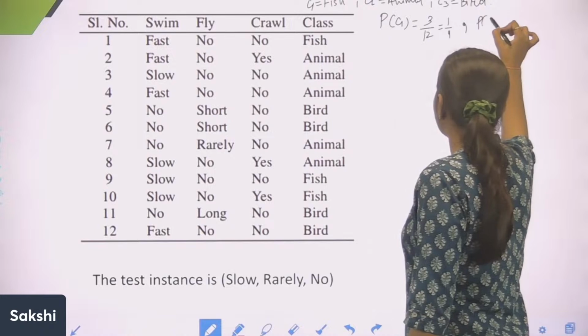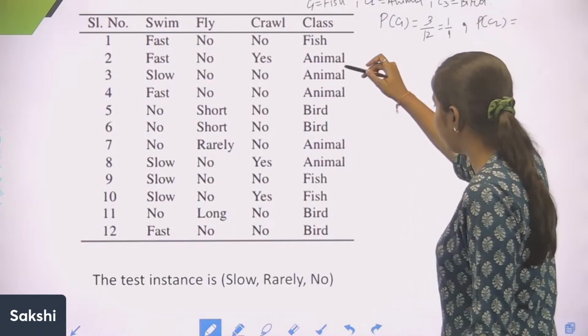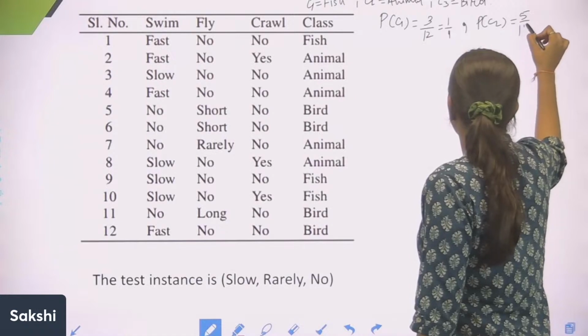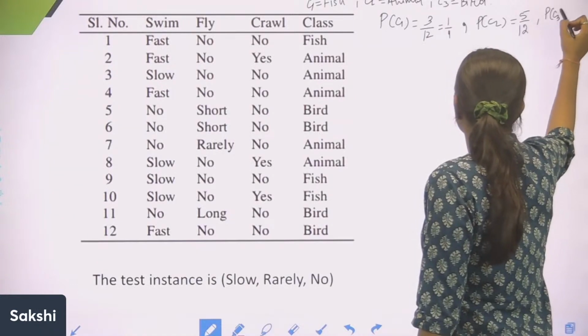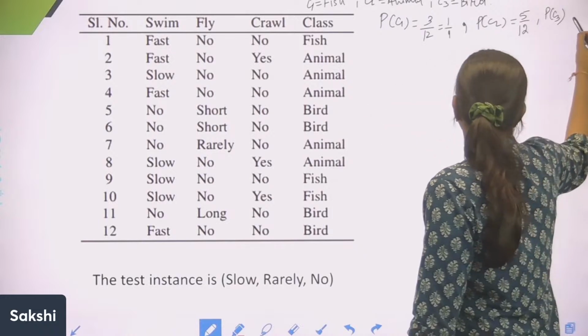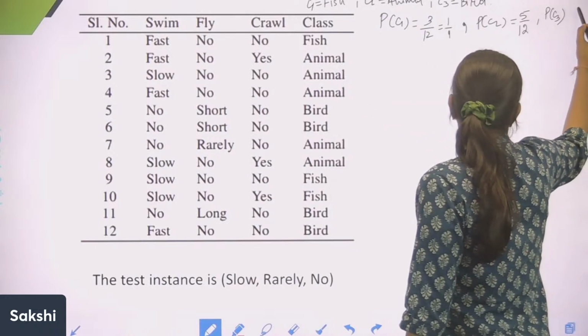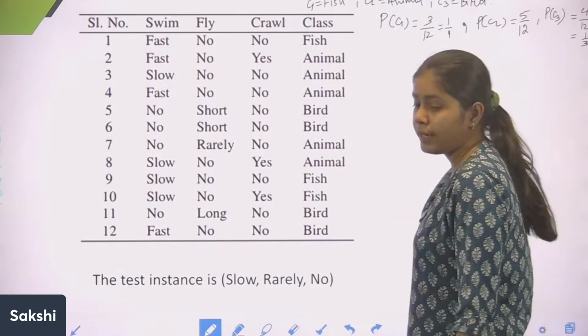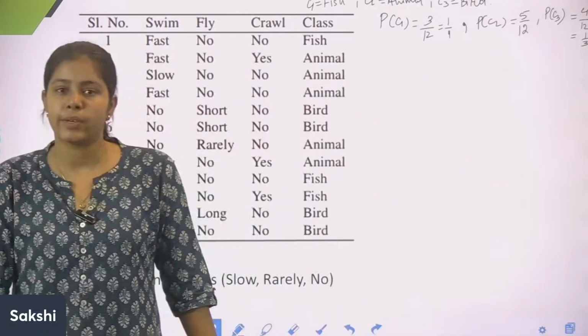Comma, probability of C2, that means probability of an animal. 3, 4, 5. I have given 5 animals out of 12 examples. Probability of C3, bird. 1, 2, 3, 4. 4 birds. 4 by 12, that would give me 1 by 3. Right? So these are the probabilities of the classes C1, C2, and C3.